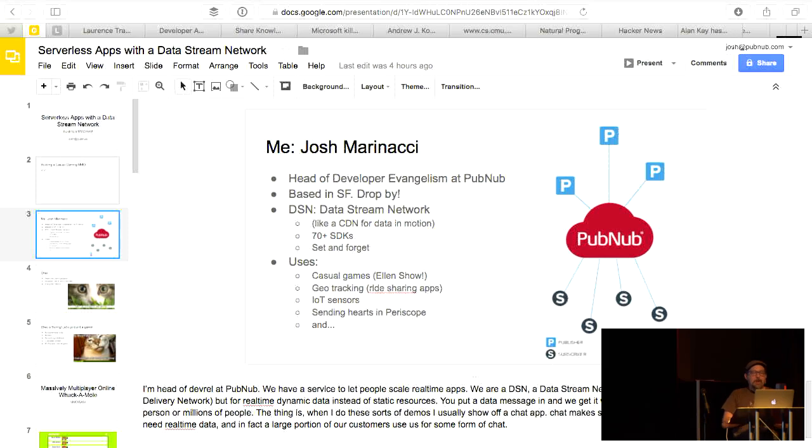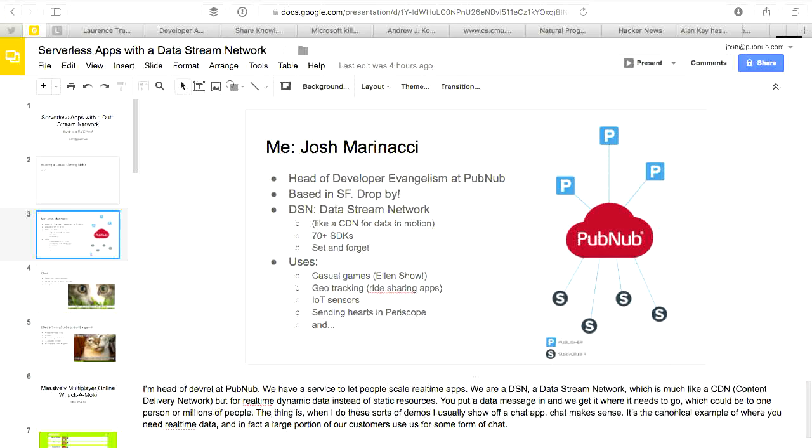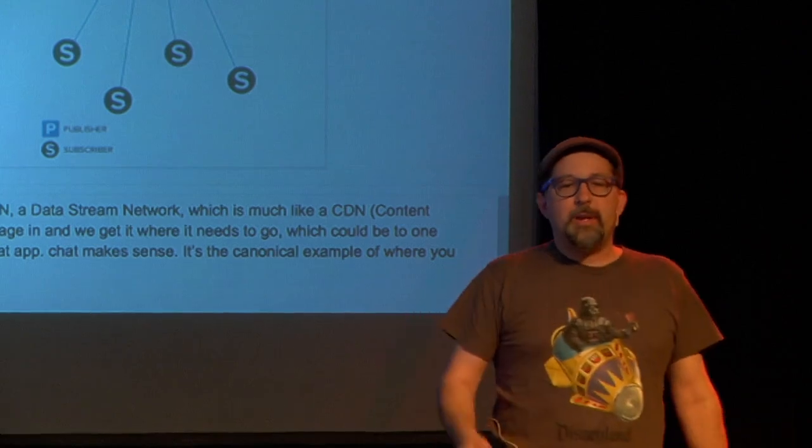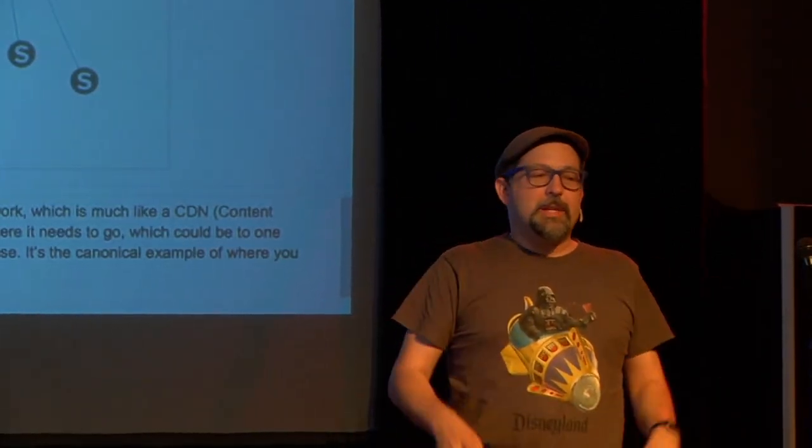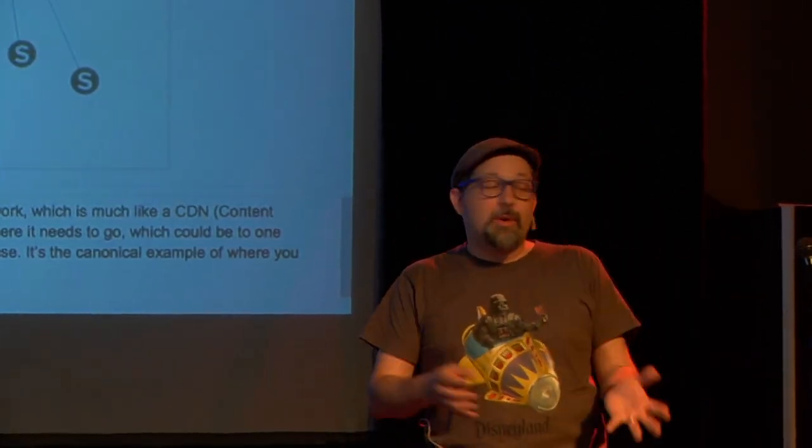Well, my name's Josh. I am the head of developer relations at PubNub. We have a service that lets lots of people scale real-time applications. We're a data stream network, which essentially means that you publish a piece of data into our network, and it gets where it needs to go, which could be a single endpoint, it could be multiple endpoints, and it's all load balanced and low latency and everything around the world, and you don't have to worry about how it gets there.